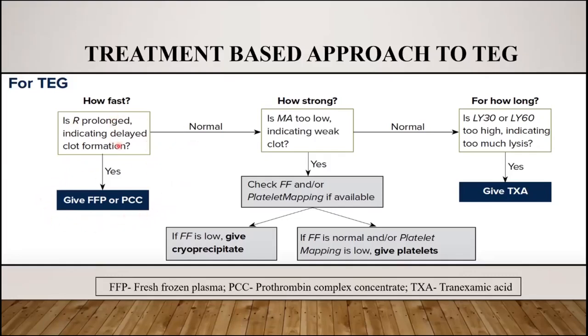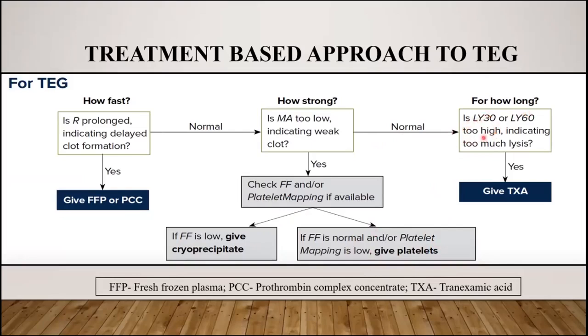Next, if your R time is fine, the next question you need to ask is how strong. So you have to check your maximum amplitude. If it is weak, then you have to check what is the deficiency, whether it is the fibrinogen or the platelet. So for that, you can run two assays as we previously talked about, functional fibrinogen or the platelet mapping. And accordingly, we can give cryoprecipitate if there is a deficiency of fibrinogen, or platelets if the platelets are in a lower number. And last but not the least will be lysis.